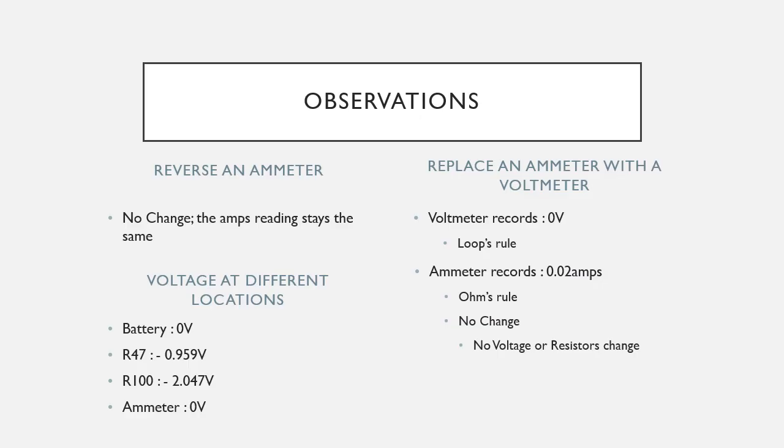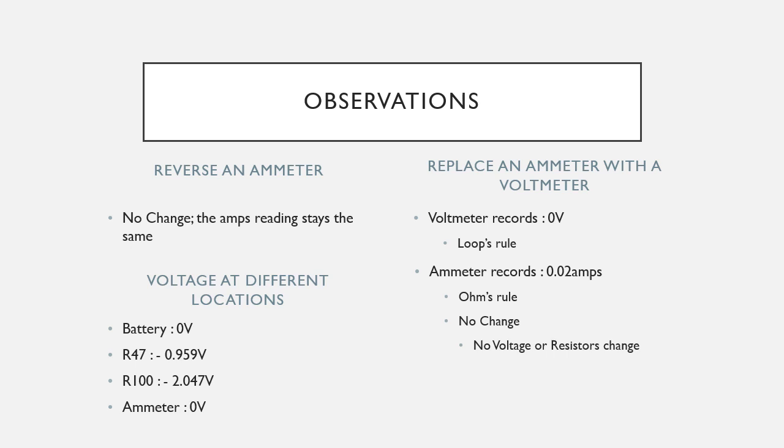So some observations that we have from this setup is if you reverse your ammeter, there's no change. The reading's going to stay the same. If you replace your ammeter with a voltmeter, it's going to be recording the volts instead of the ammeter. And what it's going to be recording is that there's 0 volts there. That's because there's no difference. It's going a steady state through the circuit, so there's going to be a 0 net difference.